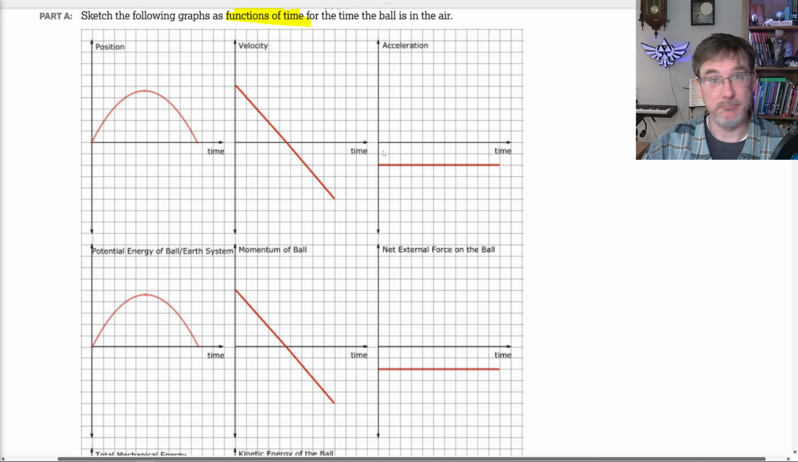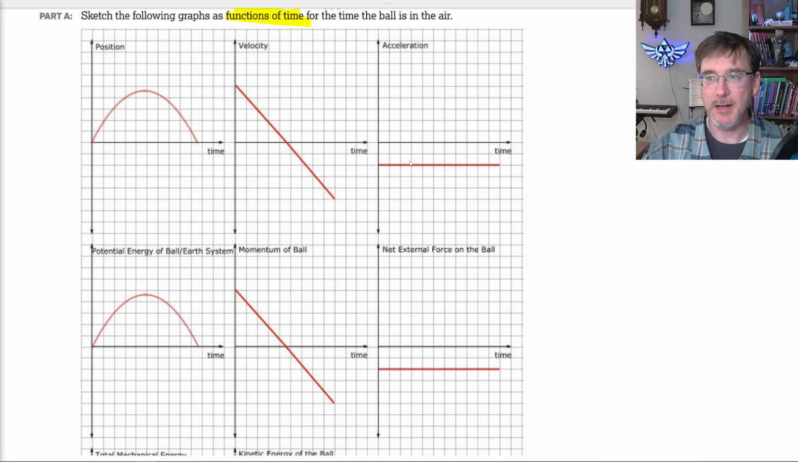Acceleration, it's due to gravity, and so this is represented as a constant negative downward acceleration. Close to what you might call 10. Again, there's no numbers on here, but as long as it's negative and it is constant, you're good.